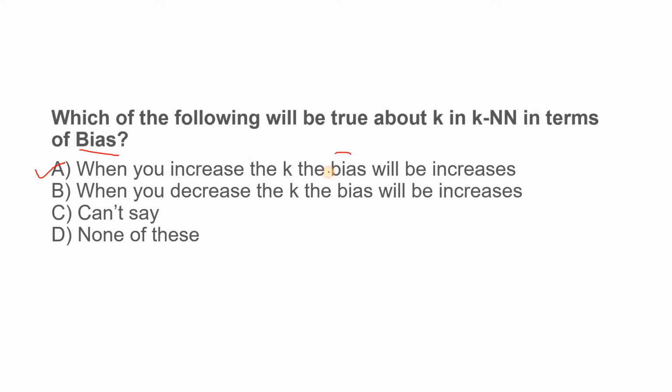Because bias is nothing but error with respect to training data set, and when your k value is small, then the error with respect to training data set is very small, that is bias is small. So at that time the model suffers from overfitting, and if you keep on increasing the k value, the model will eventually suffer from underfitting, and at that time error with respect to training data set will also increase. That means bias will increase.